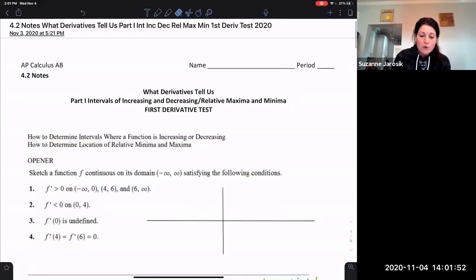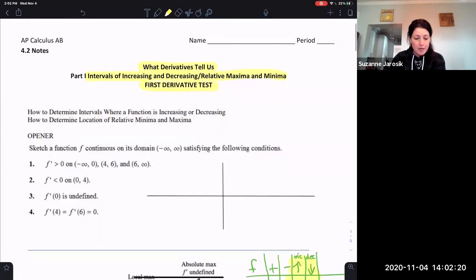Okay, so section 4.2 is titled What Derivatives Tell Us. And we are going to specifically talk about intervals of increasing and decreasing and relative maximums and minimums, as well as the first derivative test. So we're going to be able to locate intervals of increase and decrease. We're going to locate relative maxes and mins, and we're going to learn how to use the first derivative test in this section.